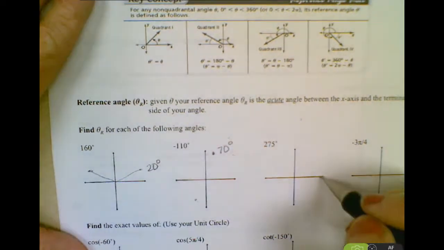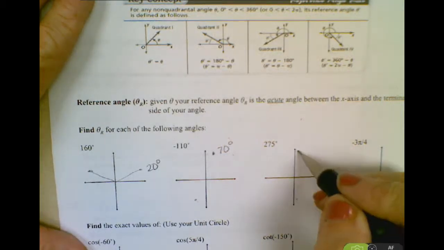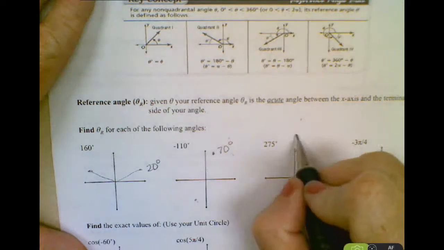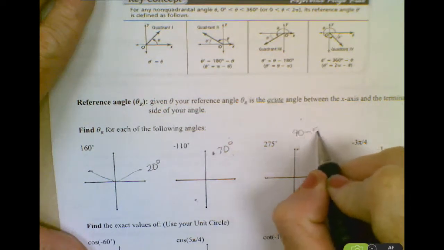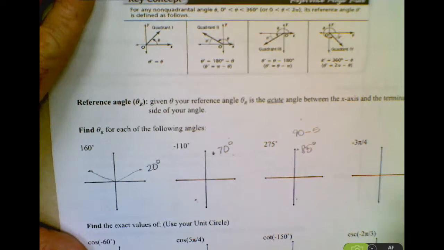Okay? 275 would be 90, 180, 270, and 5. So that would be just off of the y-axis at the bottom. So it would be 90 minus 5, which would be 85 degrees. Okay?